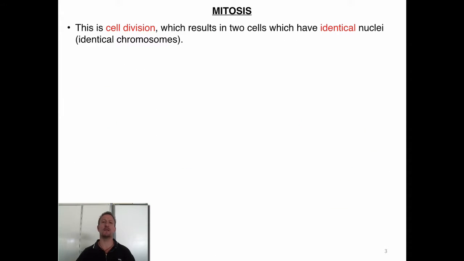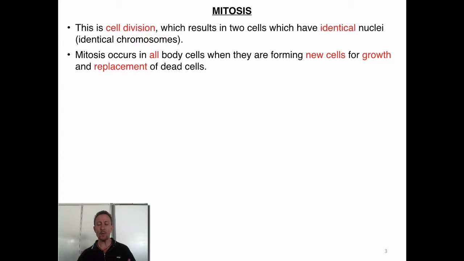So let's look at those individual processes. Now, in all of these at year 10, in this level, we're not going to need to know any of the names which you pick up for the various stages. That will happen later on in your senior biology. But basically, as I said, mitosis is cellular division, which basically produces identical nuclei.